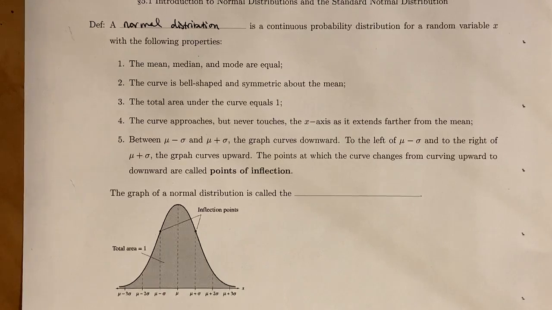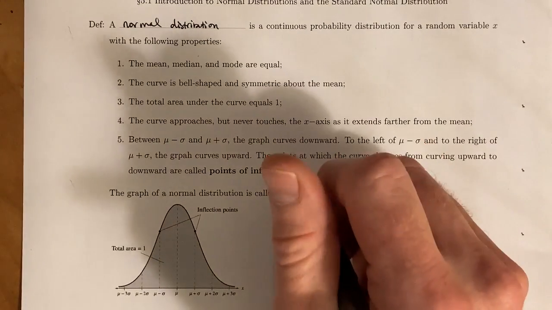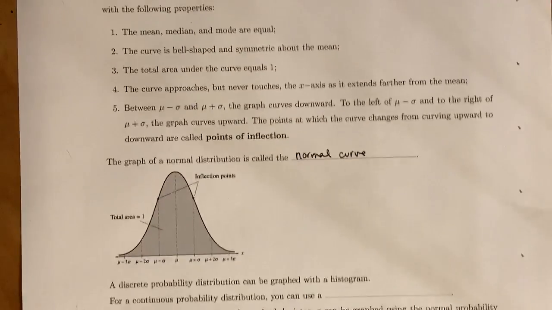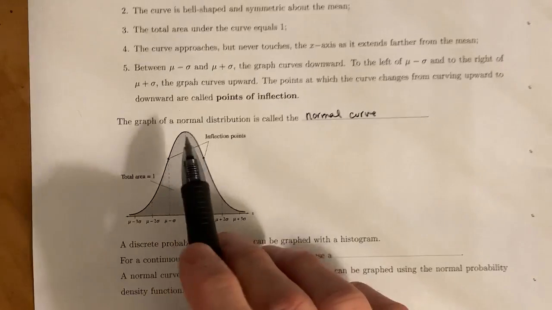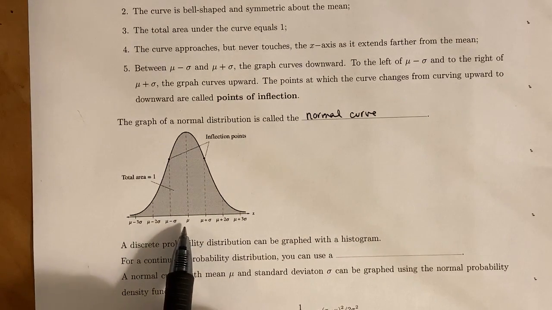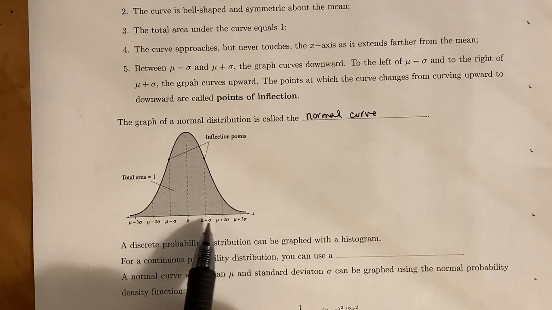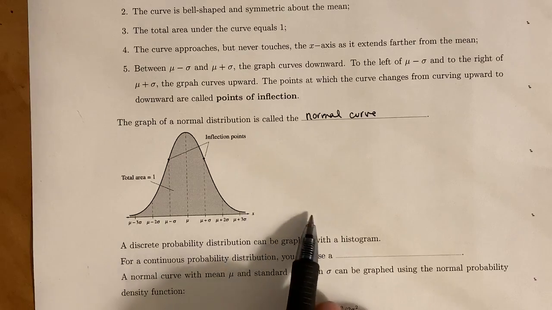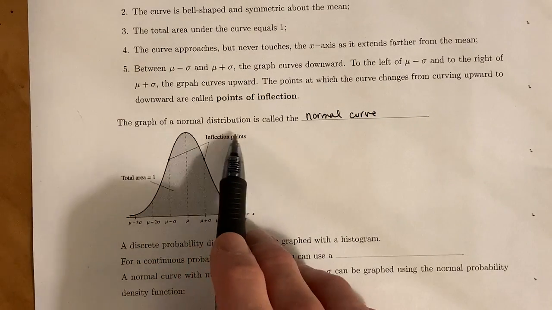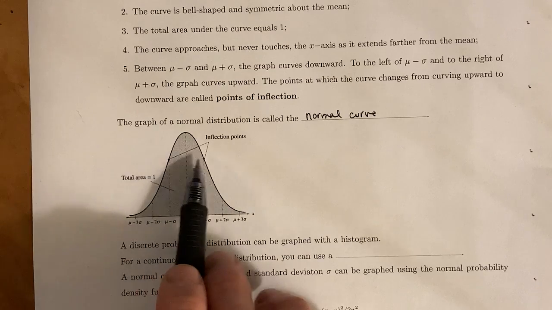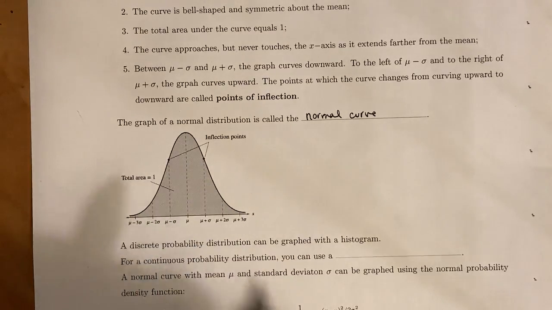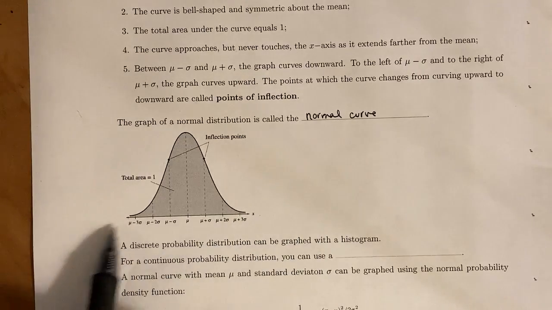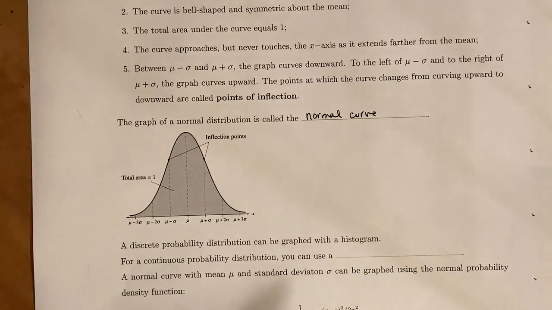The graph of a normal distribution is called the normal curve. All right, so here's our picture of the normal curve. Notice that it's symmetric around mu, the mean. As you move to the right or to the left, this curve goes down and it gets closer and closer to the x-axis. The points of inflection are one standard deviation below and one standard deviation above the mean. The total area, even including the stuff that is all the way out to the right or all the way out to the left, when you add up all the area, equals 1.